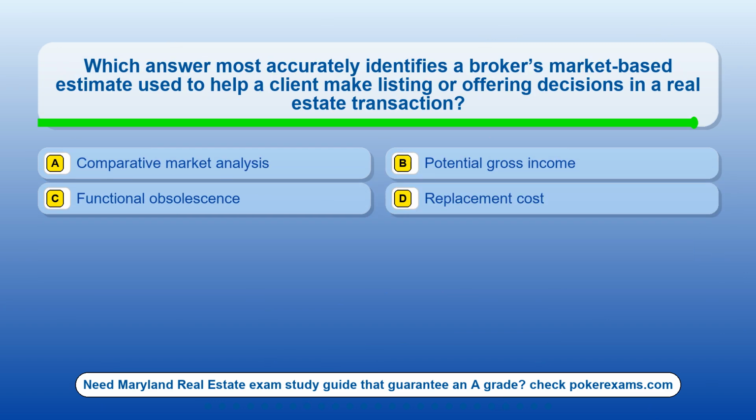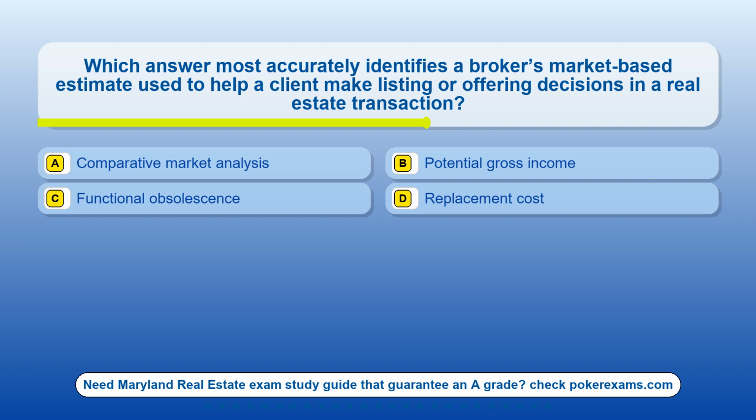Question 13. Which answer most accurately identifies a broker's market-based estimate used to help a client make listing or offering decisions in a real estate transaction? Option A, comparative market analysis. Option B, potential gross income. Option C, functional obsolescence. Option D, replacement cost.